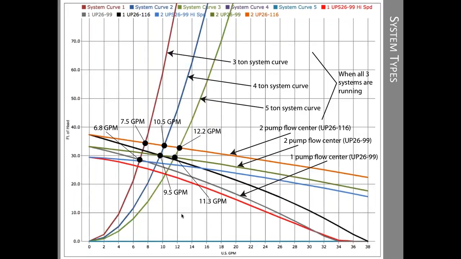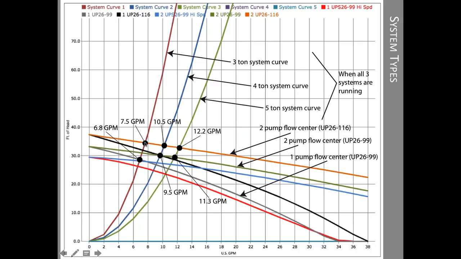All right, now we have a lot more arrows and graphs and dots, so I apologize for all the confusion here on the page, but you can see what happens here when we have all 3 heat pumps running. My rule of thumb selection on this gray line is a 1-pump flow center. The red system curve is the 3-ton unit. I can attain 6.8 gallons per minute, and the minimum flow rate required by the Enertech catalog is 7. So I'm a little shy.